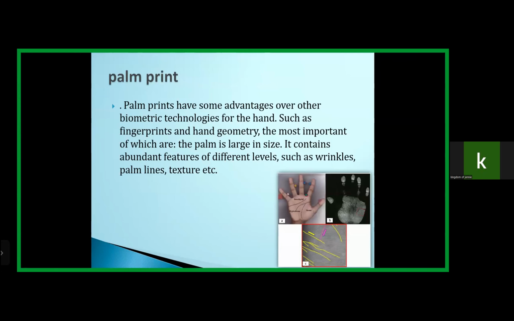It is the Palmprint. The Palmprint has some advantages over the other biometric techniques for the hands, such as fingerprints and hand geometry. The most important is that the Palmprint is large in size, and it contains abundant features of different levels, such as principal lines, wrinkles, ridges, texture, etc. And the Palmprint is more difficult to counterfeit because its texture is more complex compared to the fingers.